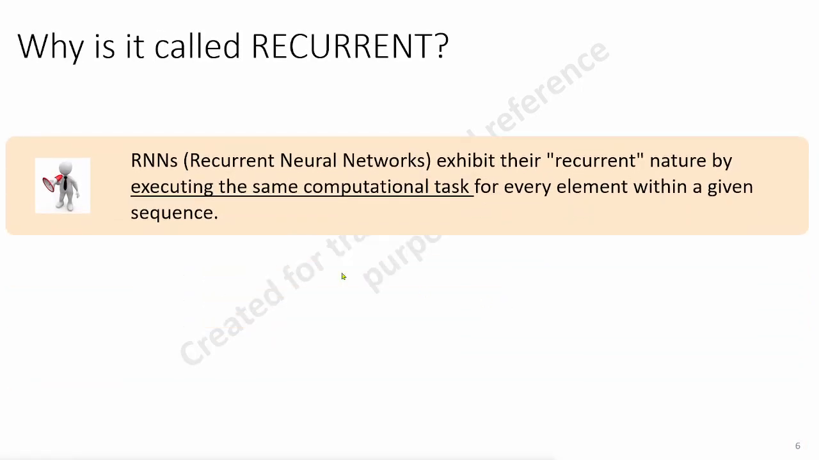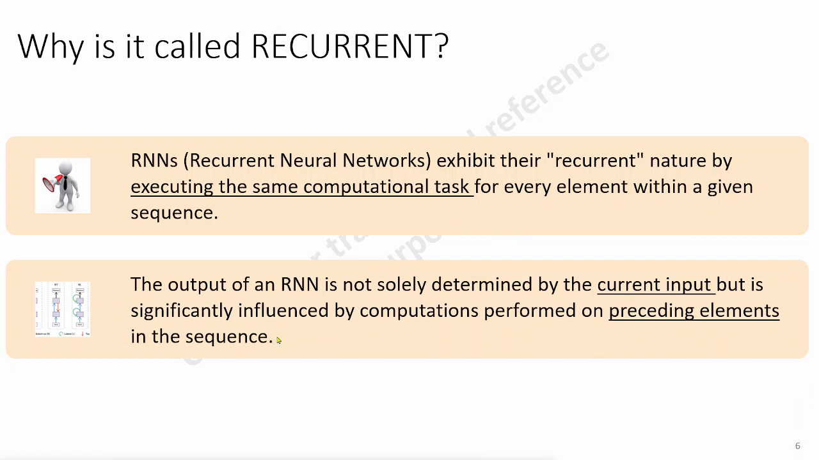Why is it called recurrent? The reason is that it is executing the same task over and over again. If given a sentence of 200 words, it's going to process the sentence from left to right, and exactly the same operation will be carried out for each word in the sentence. So the output of the RNN is not just the current input, but also the preceding values or preceding words. These two characteristics define the term recurrent.